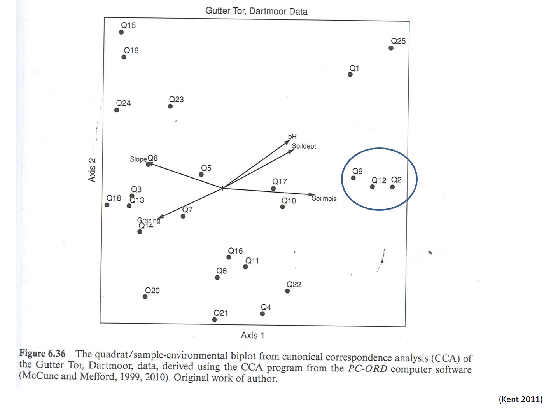So in this example, we can see that quadrats 2, 9, and 12 cluster together, and the reason they cluster is because of similar composition. We see that the soil moisture arrow is pointing in the direction of this cluster. And essentially what that means is that quadrats to the right hand side are going to have higher soil moisture than quadrats to the left. We also see that the slope arrow is pointing in approximately the opposite direction from the quadrats, suggesting again that these quadrats are located on fairly shallow soils, not steep slopes.